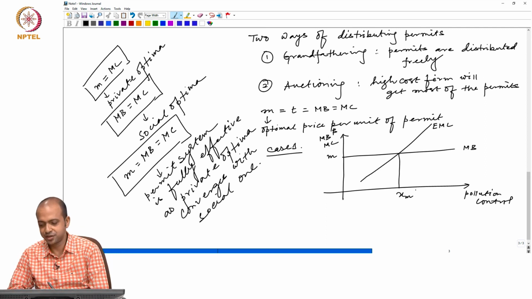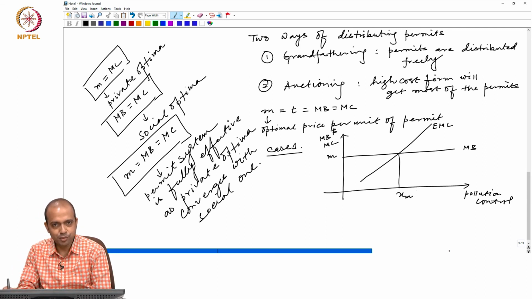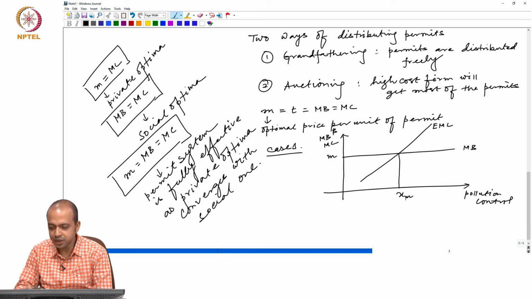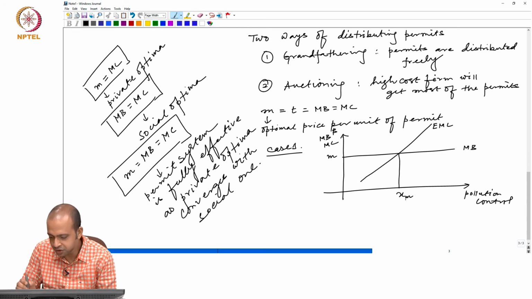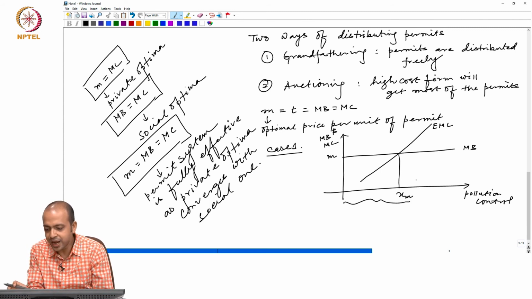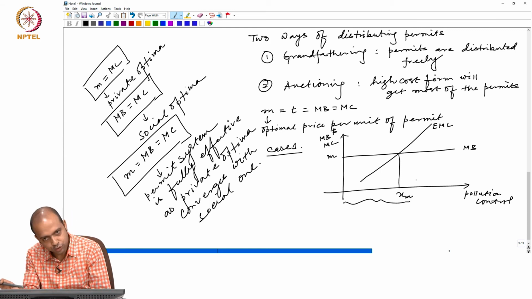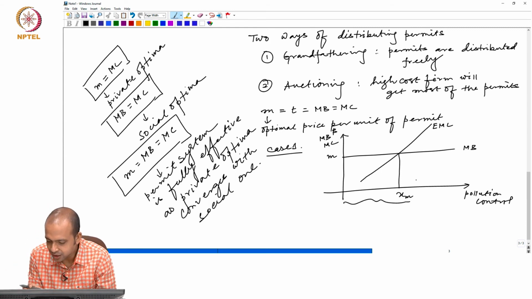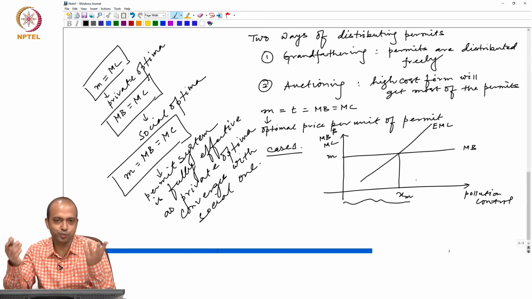And this gives you, let us say, the number of permits. Now, on the x axis we are measuring pollution control. How can I measure the number of permits also on the same axis? Is it possible to measure the number of permits as well as the level of pollution control on the same axis? Yes, it is possible. So let us say that this is the number of permits. If your level of pollution is more than xm, this level, then additionally you have to abate, or let us say that you can abate this much, then the additional is your requirement of permit.